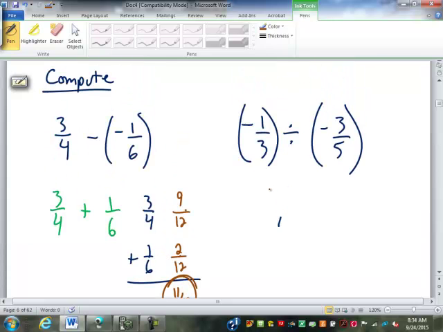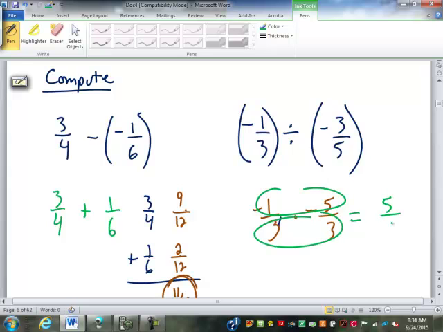This one here then, negative 1/3 divided by negative 3/5. Well, the negative 1/3 isn't going to change, but it's going to be times negative 5/3. We take the reciprocal of 3/5. Notice the negative doesn't affect the reciprocal. It just stays out in front of the fraction. Now we have a negative times a negative, which means the answer is positive. 1 times 5 is 5. 3 times 3 is 9. So positive 5/9. Any questions?